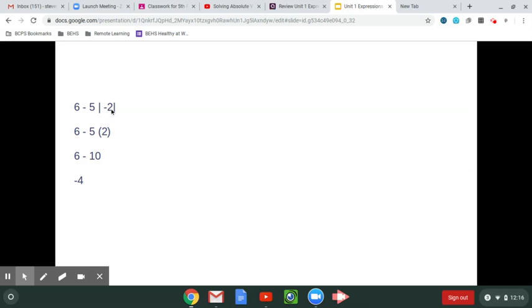The absolute value of negative 2 is 2. So whenever you put a number next to another number, you got to represent it with multiplication. And then 5 times 2 would give you 10. Or we could say negative 5 times 2 would give you negative 10. And then 6 minus 10 would give you negative 4.